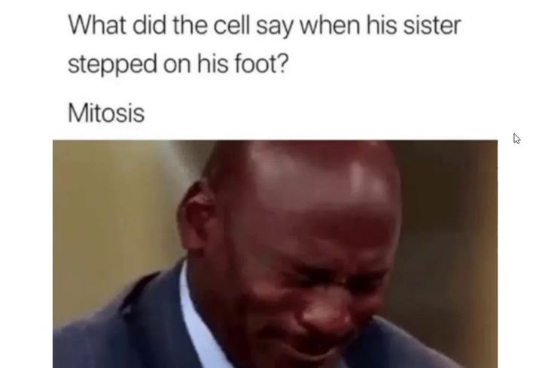And here's a cartoon to help you remember that word, mitosis. What did the cell say when his sister stepped on his foot? Mitosis.